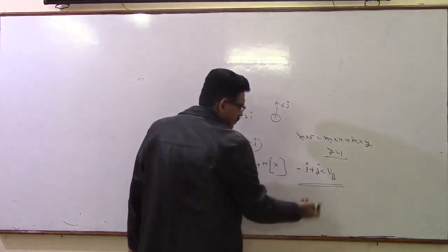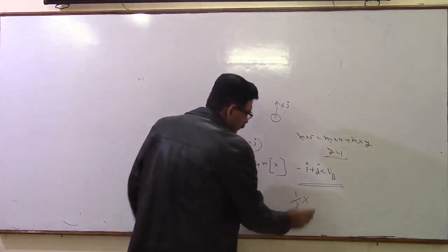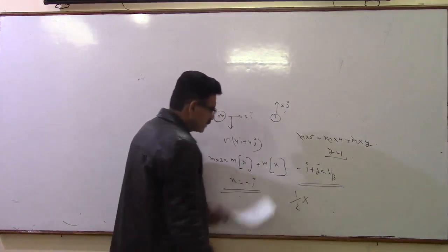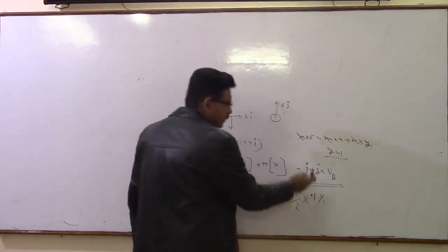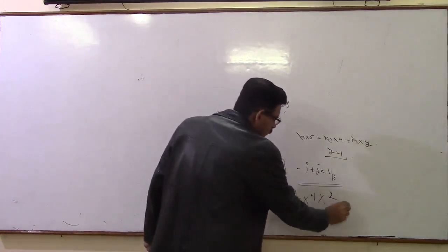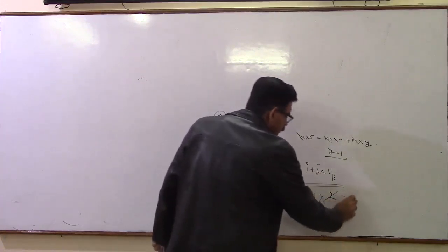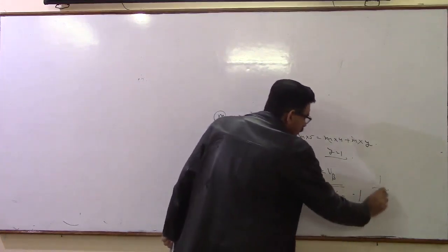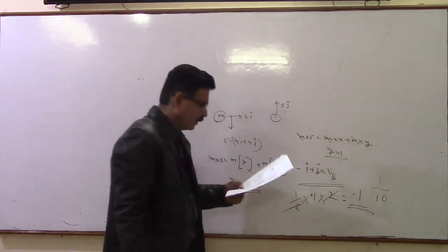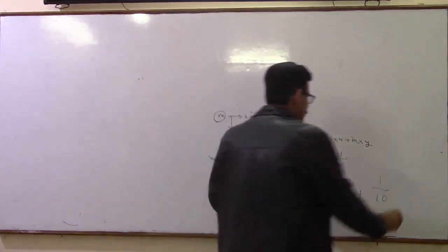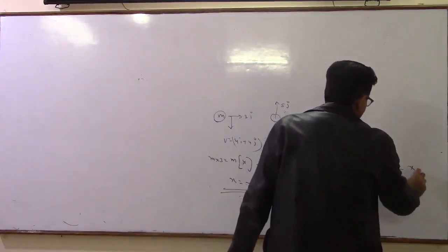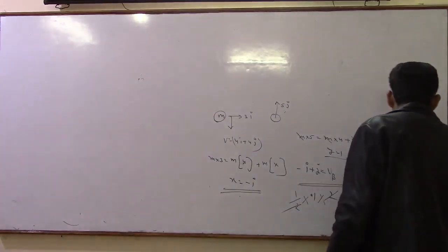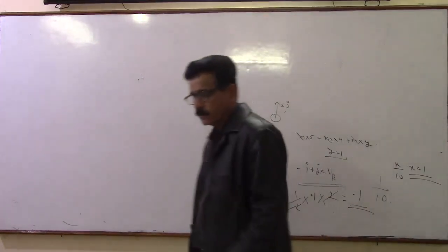So its kinetic energy can be calculated as 1 by 2. Mass of the body is given as 0.1, and the speed will be root 2. Root 2 square will be 2. 2 and 2 gone. The answer will be 0.1, that is 1 by 10. They have asked you in the form of x by 10, so x will be equal to 1.